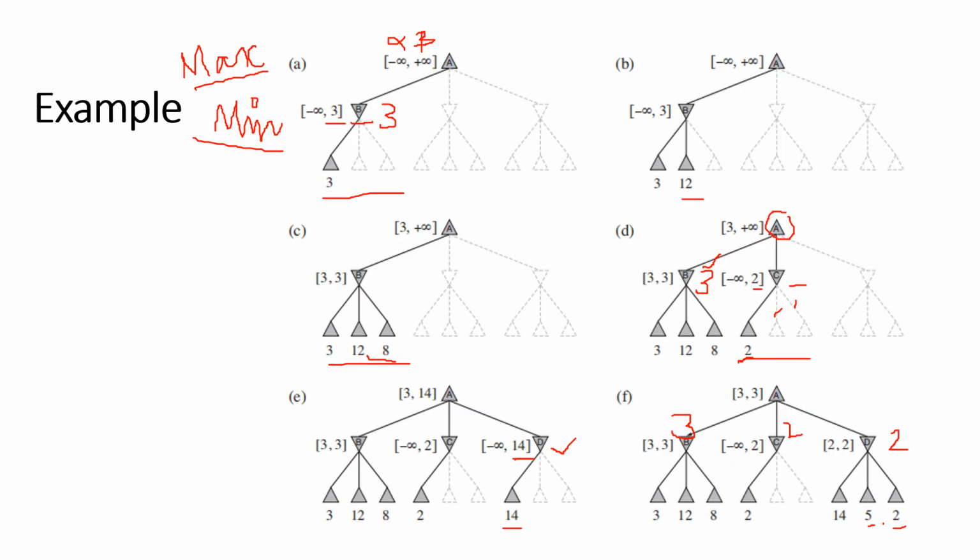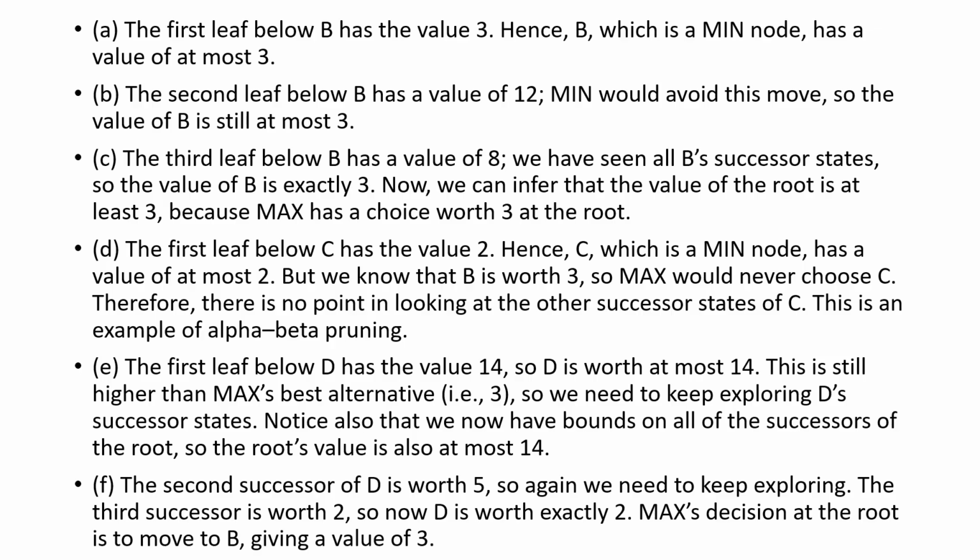And then we have the max node, that is A. A will select the maximum of these: 3, 2, 2. The maximum of this will be selected, so that is 3. So here we can prove the successors of C. We explain this in detail with another example. The explanation is given here.